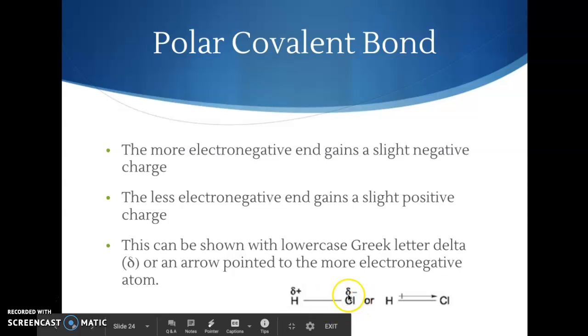Chlorine is the more electronegative of these two, so it's going to have a greater share of the electrons. So this is going to be your partial negative. You can show that with that delta negative, and then hydrogen is delta positive. The other way you show this is with that arrow. The arrow points towards the more electronegative atom. Okay, so either way to show that polar bond is just fine.